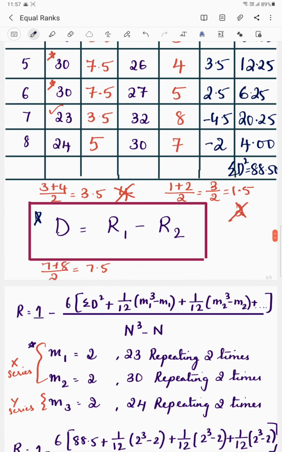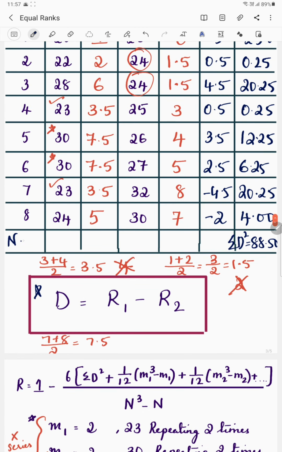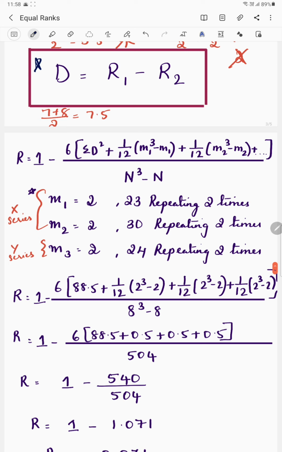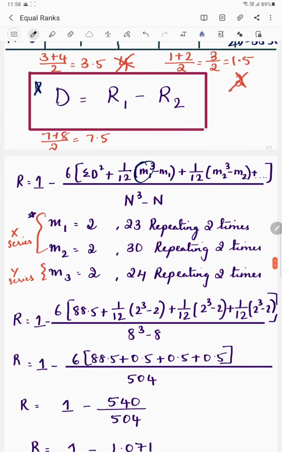So what all do we need in the formula? We need n and we need d square. So n is obviously 8. Okay, now you can see this formula, our formula when ranks are equal or when there is a tie in the ranks, the formula is r is equal to 1 minus 6 summation d square plus 1 by 12 m1 cube minus m1 plus 1 by 12 m2 cube minus m2. We will have one more value here because three values are repeating. The most important thing here is to write the m value.